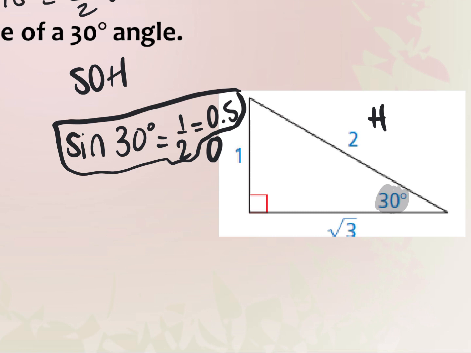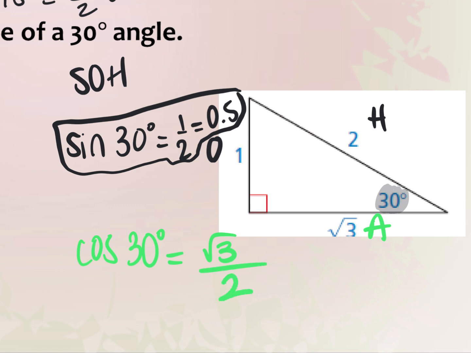All right, then I want us to do the cosine of 30 degrees. But cosine does not deal with the opposite leg. What does it deal with? The adjacent leg. Which leg is adjacent to the 30? The square root of 3. So we're now going to say the square root of 3 over 2.